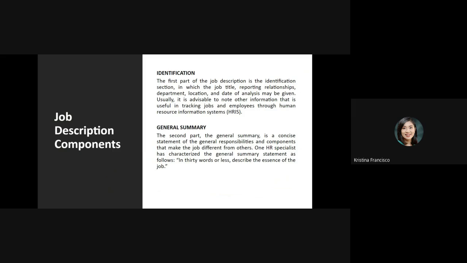So you don't need to read all the duties and responsibilities. Pero pag gusto mo nang makita yung general or yung summary, ito yung titignan natin. So in short, it is a concise summary of why the job exists. Again, for this particular section, it is like the bird's eye view of the role.